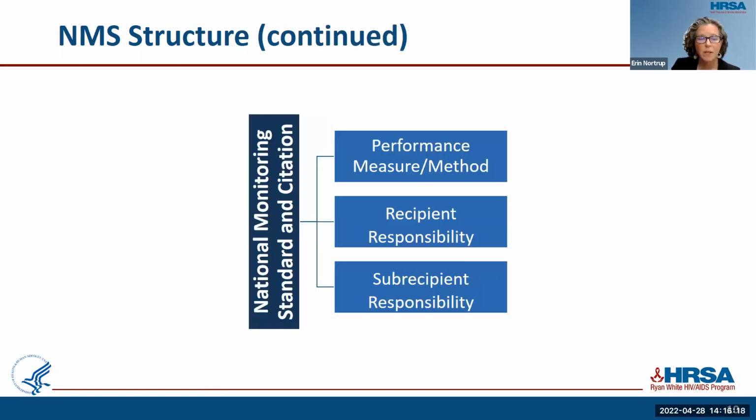The national monitoring standards are organized by legislative, regulatory, and programmatic requirements. Suggested standards for meeting each requirement are provided, including performance measures and methods, and recipient and subrecipient responsibilities. The performance measures and methods provide guidance on how to meet each requirement, and recipient and subrecipient responsibilities outline approaches for meeting or verifying compliance with the requirement.